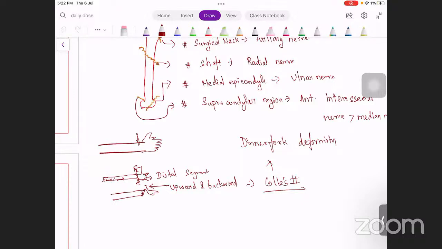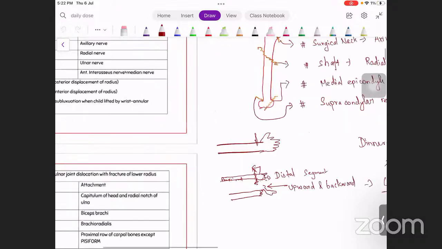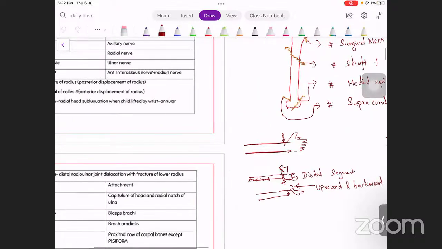And when it moves upward and backward, the distal fragment of the radius will be popping up, and that in turn will make your hand look like a dinner fork. That's why the dinner fork deformity is seen in Colles fracture. Very, very important MCQ. Rather write it as positive: dinner fork deformity is seen in Colles fracture.